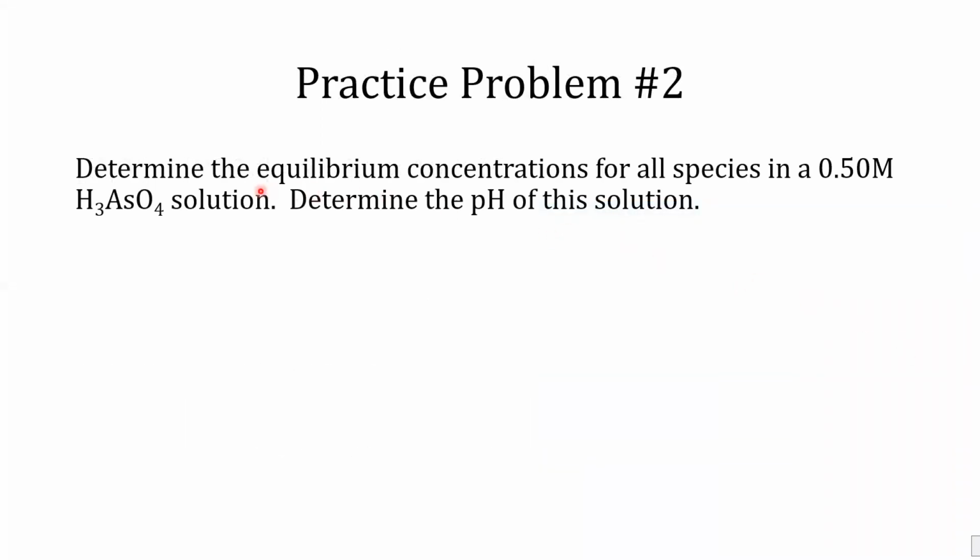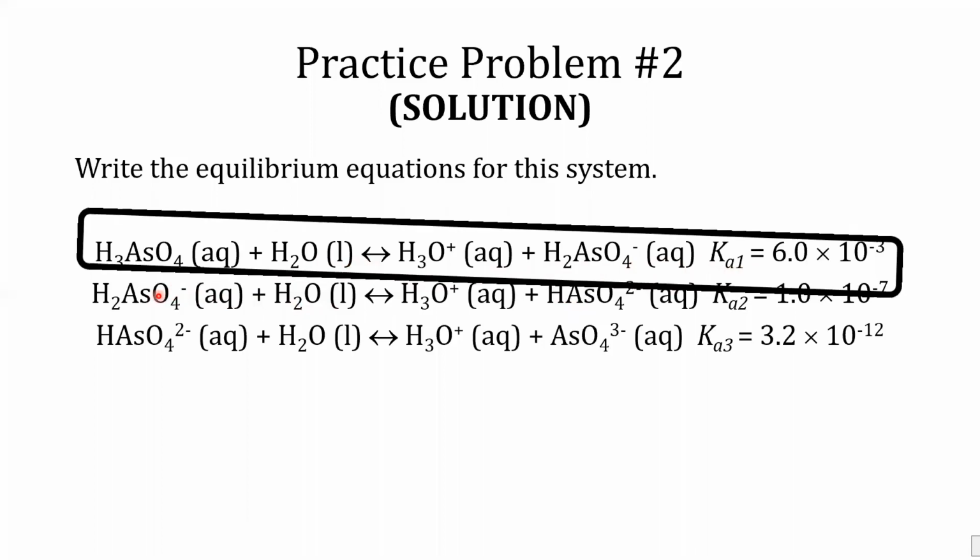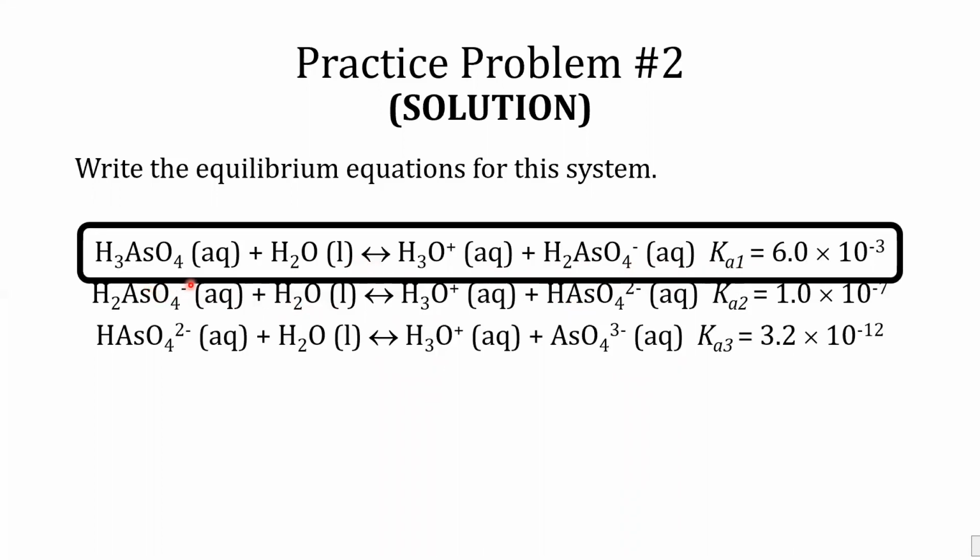Practice problem 2 is to determine the equilibrium concentration for all species in a 0.50 molar H3AsO4 solution, or arsenic acid. Determine the pH of this solution. The three equilibrium equations for this acid are shown below. The first ionization process is when aqueous H3AsO4 in liquid water ionizes partially to produce hydronium and dihydrogen arsenate ions. K1, or the first acid dissociation constant, is 6.0 times 10 to the minus 3.